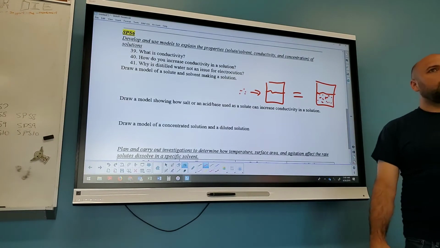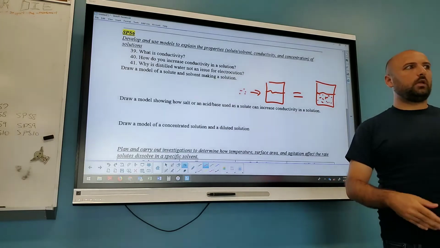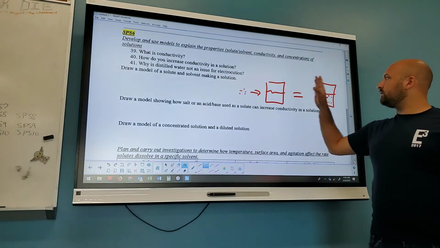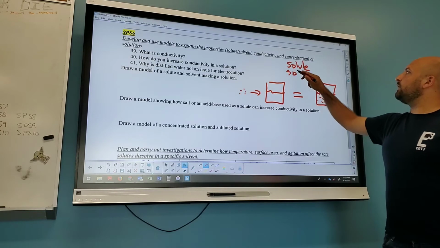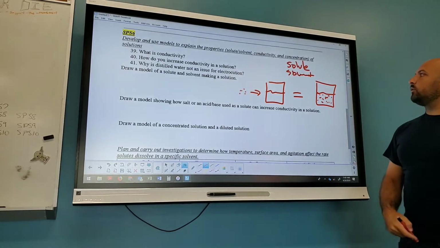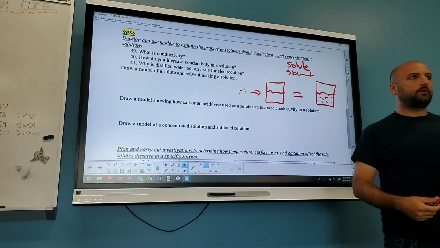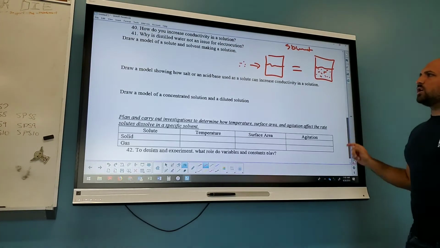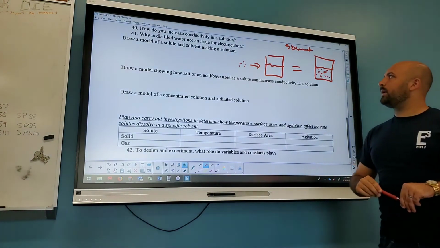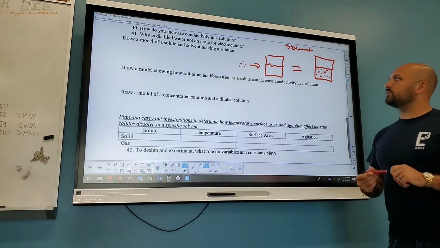Mixed together. Is that easy enough? Yeah? Solute plus solvent gives you solution. The solute is a smaller word, solvent is a bigger word, and therefore the solute always goes into the solvent. Okay? All right. Draw a model showing how salt or an acid and base can increase conductivity in a solution.